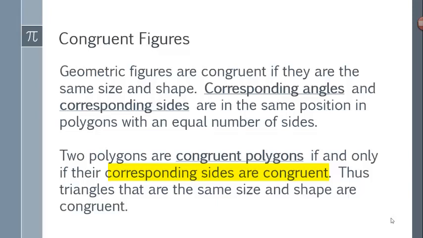So just having three angles congruent in two different triangles is not going to be enough to prove triangles congruent. We need to know that their sides are congruent. And there will be other ways that we will have to prove triangles congruent, but for now we're just going to be looking at their sides being congruent.